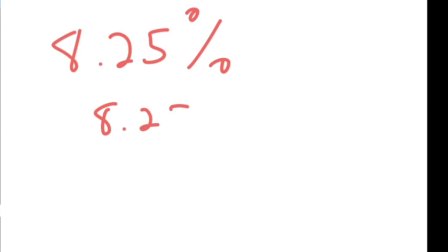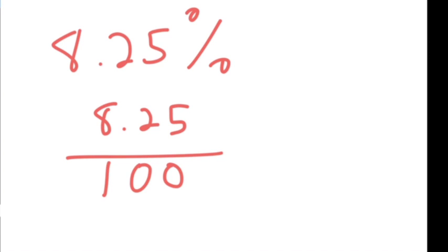So 8.25%, and we need to make this into a fraction. What we do is put the whole thing over 100, leaving it as a decimal. Then we multiply the numerator and denominator by a number so we can get rid of this decimal. That means we're going to move it to the right. What do you do to move it to the right? You're going to move it 2 places.